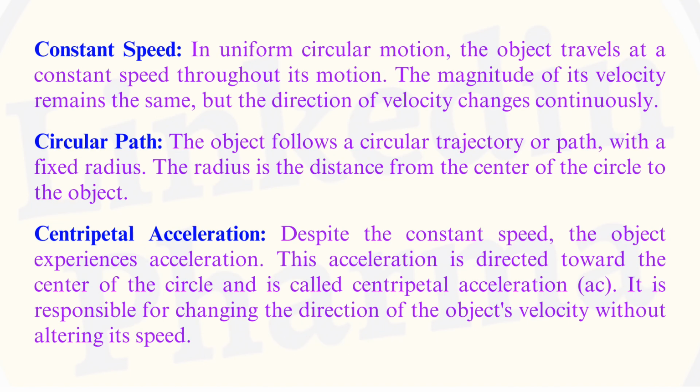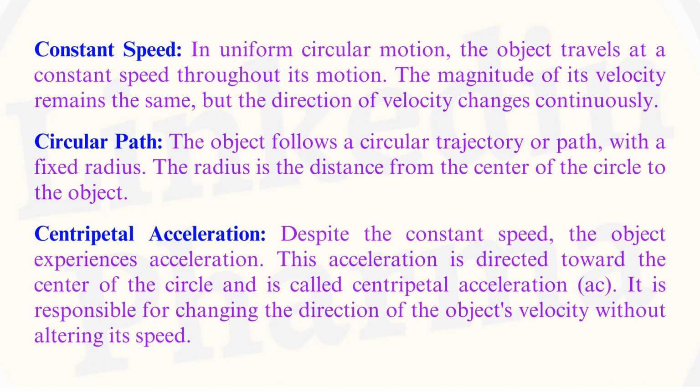Constant speed. In uniform circular motion, the object travels at a constant speed throughout its motion. The magnitude of its velocity remains the same, but the direction of velocity changes continuously. Circular path. The object follows a circular trajectory or path, with a fixed radius. The radius is the distance from the center of the circle to the object.